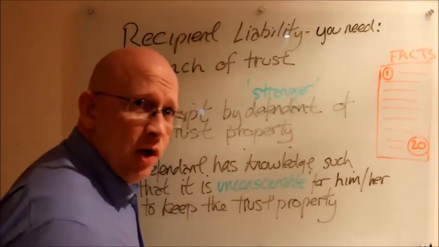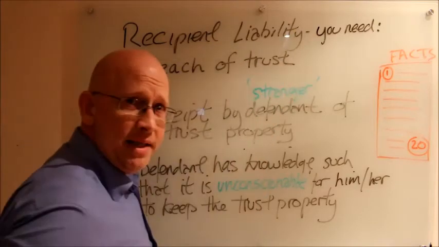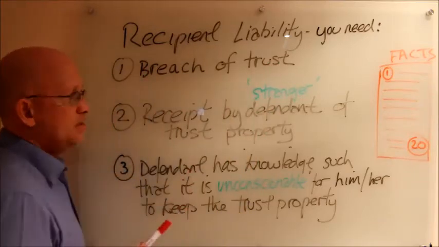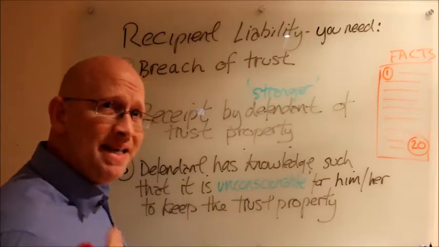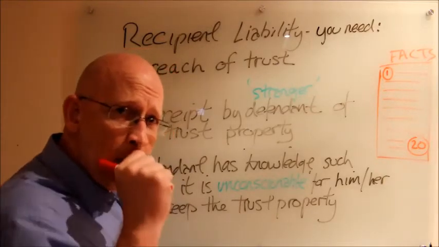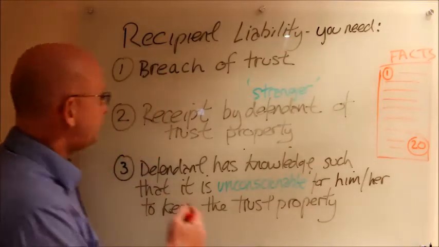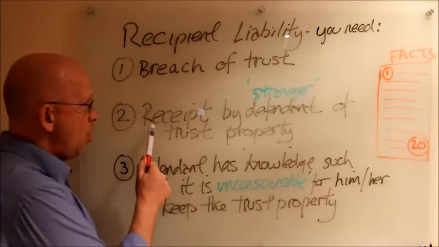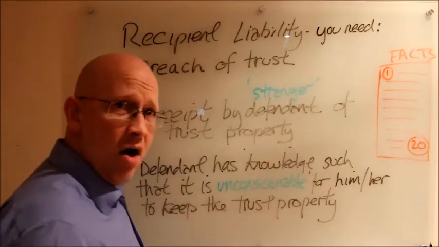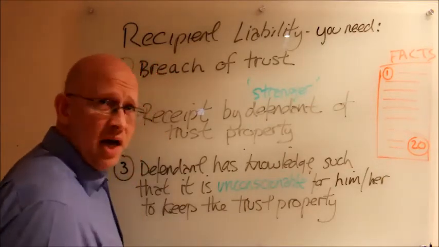In the area of trust law, I was teaching this today, there is something called recipient liability, and the idea is basically this. There must be a breach of trust. What's usually happened is some property has been taken from the trust. Let's say a company, which can be a trust. Property has been taken from the company by a director. Then what happens is you've got receipt by the defendant, known as a stranger, because they are not immediately appointed as a trustee as part of the company.